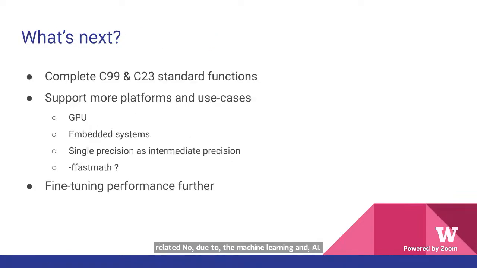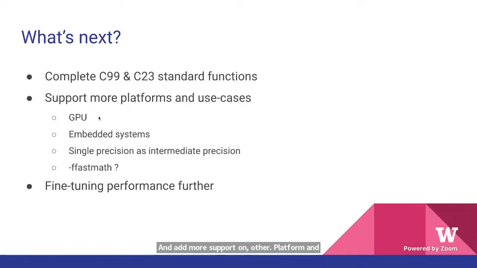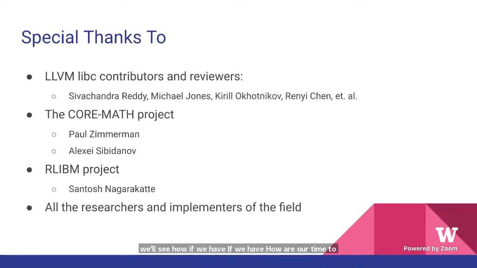So what's next for us? Our goal for the libm is actually pretty simple: to complete all the C99 and C23 functions and add more support on other platforms and use cases. And there are already some requests to consider a specialized implementation for fast math, and we'll see if we have the power or time to do that, and also fine-tune the performance further.